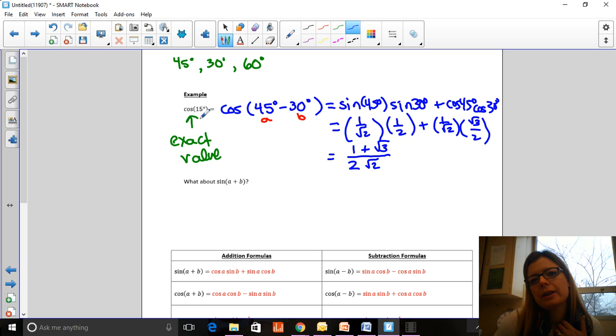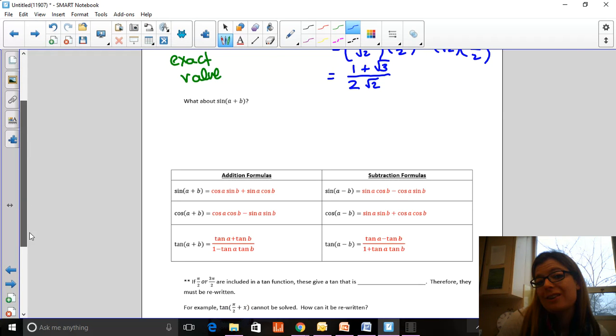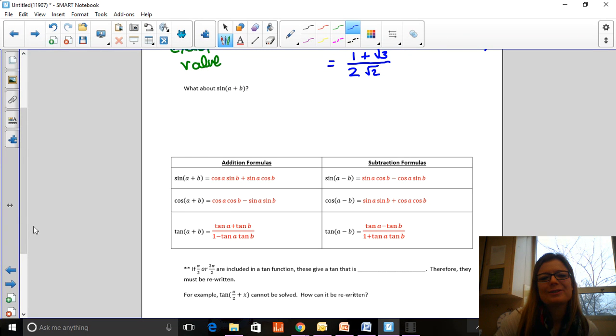So if you have your calculator in degree mode, you can find the cos of 15 degrees. It's going to be a long decimal number. And then you can also plug this in, 1 plus root 3 divided by 2 root 2. Just make sure you use brackets on your calculator, and it should be the exact same long decimal as you get from this. Okay, but now you don't even have to get your calculator out. You can just do this with special triangles.